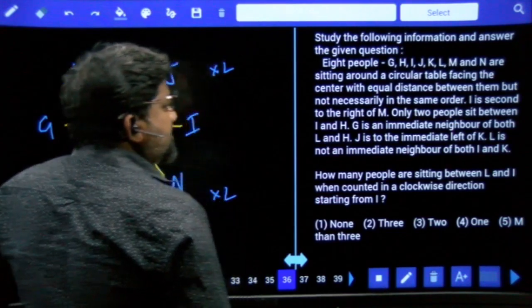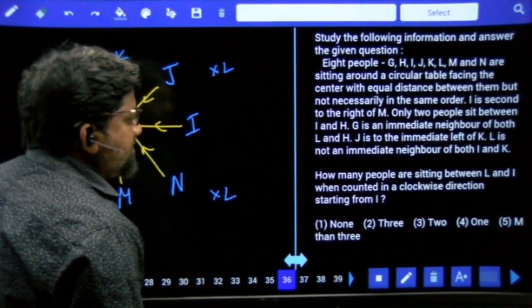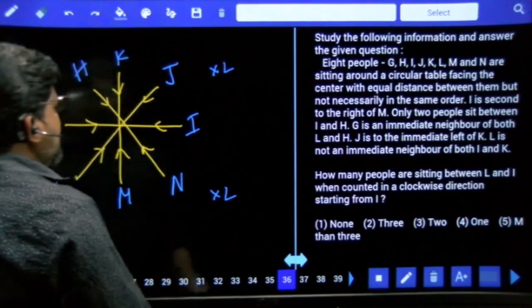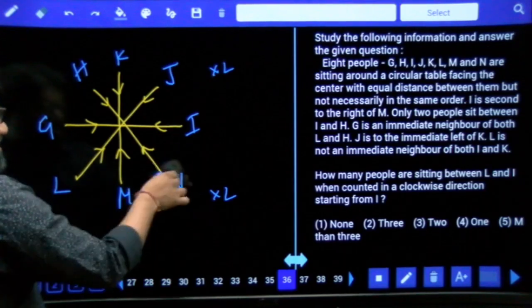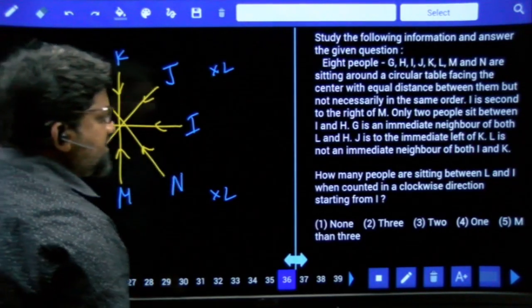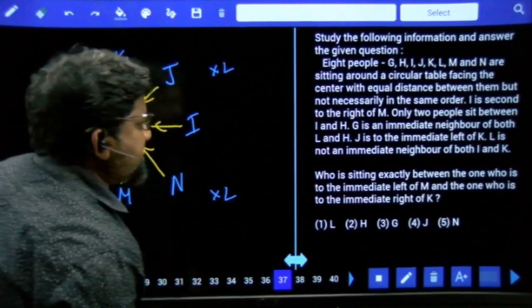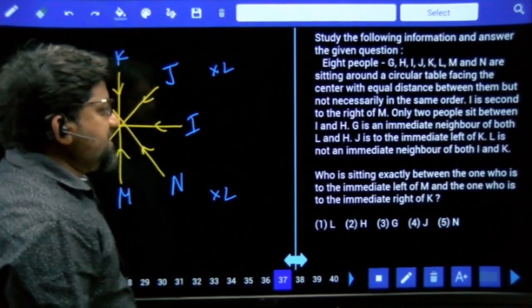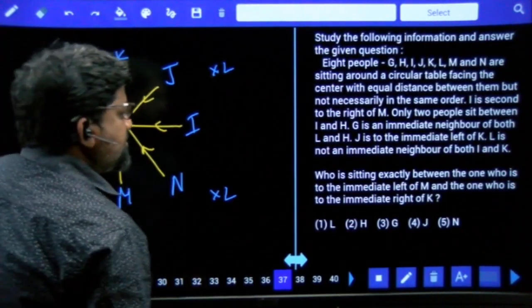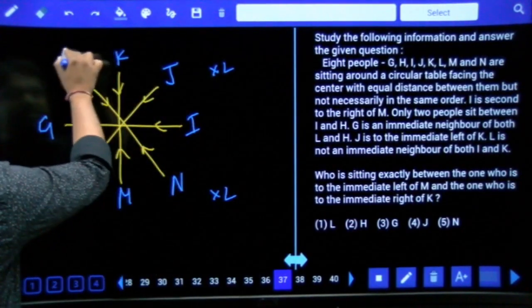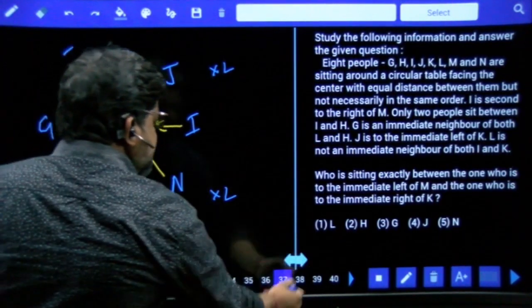How many people are sitting between L and I when counted in clockwise direction starting from I? L and I, counted in clockwise direction from I. So this direction. So it's two people. Done? Yes. Next question. 37. Who is sitting exactly between the one who is to the immediate left of M, immediate left of M is L, and the one who is to the immediate right of K, immediate right of K is H? In between L and H, exactly between, there's only one person, that is G.